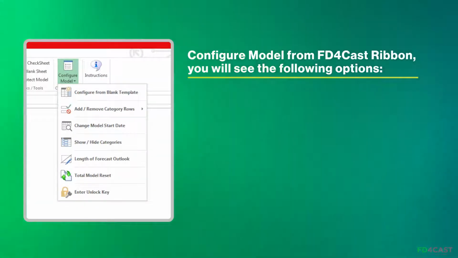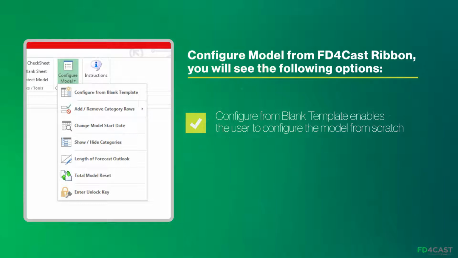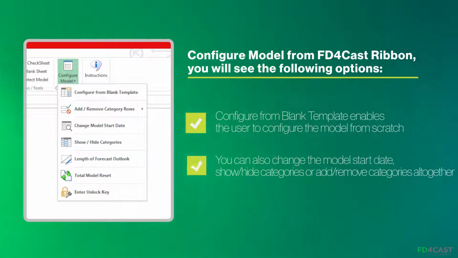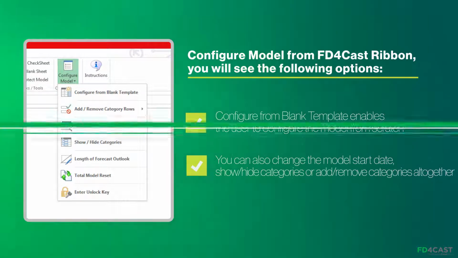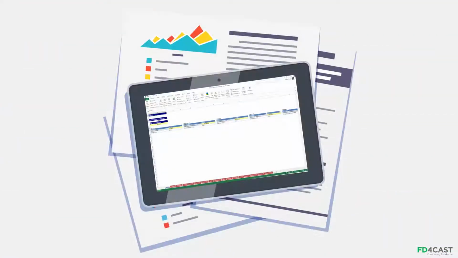In the drop-down list of Configure Model from the FD4Cast ribbon, you will see the following options. Configure from blank template enables the user to configure the model from scratch. You can also change the model start date, show or hide categories, or add or remove categories altogether. Model financial year start date is displayed on the admin sheet, along with all the categories.